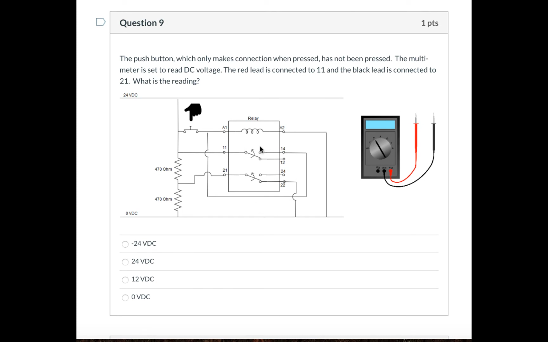All right, now we have a double pole double throw relay. The previous questions we had a single pole double throw relay. Oh, I said that wrong. The previous questions we had a single throw double pole relay. All right, the push button, which only makes connection when pressed, has been pressed. The multimeter is set to read DC voltage. The red lead is connected to 11, and the black lead is connected to 21. So the red lead is up here, and the black lead is here.